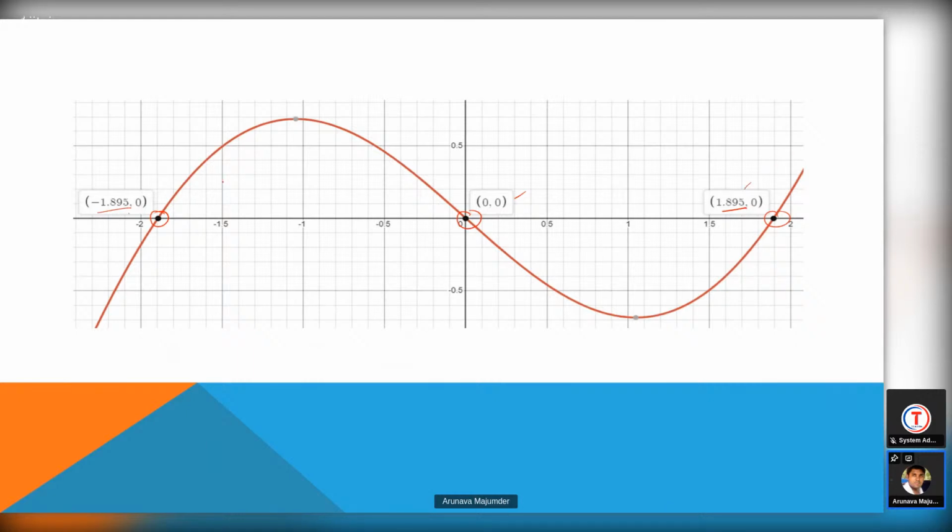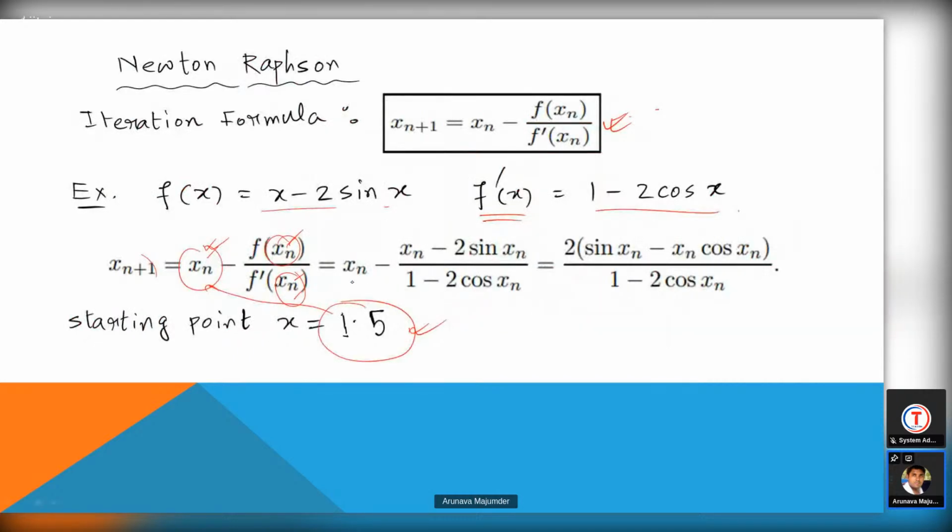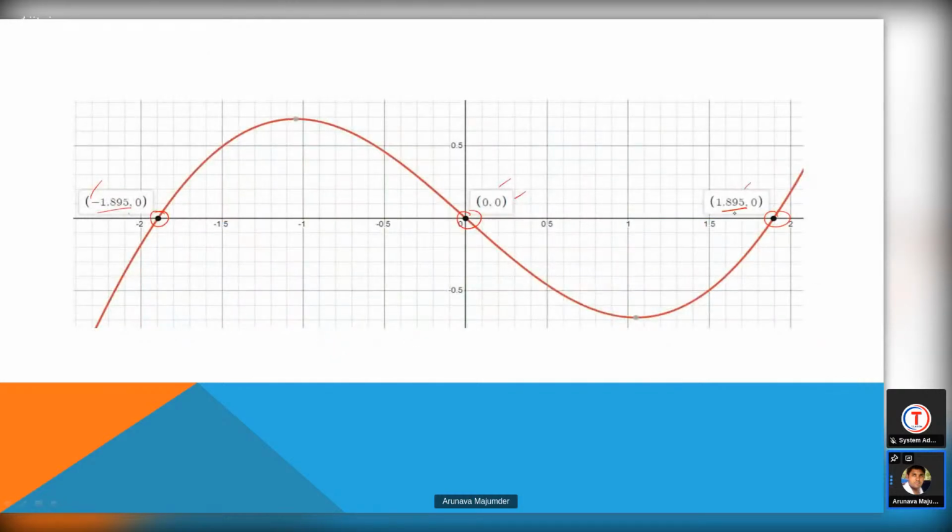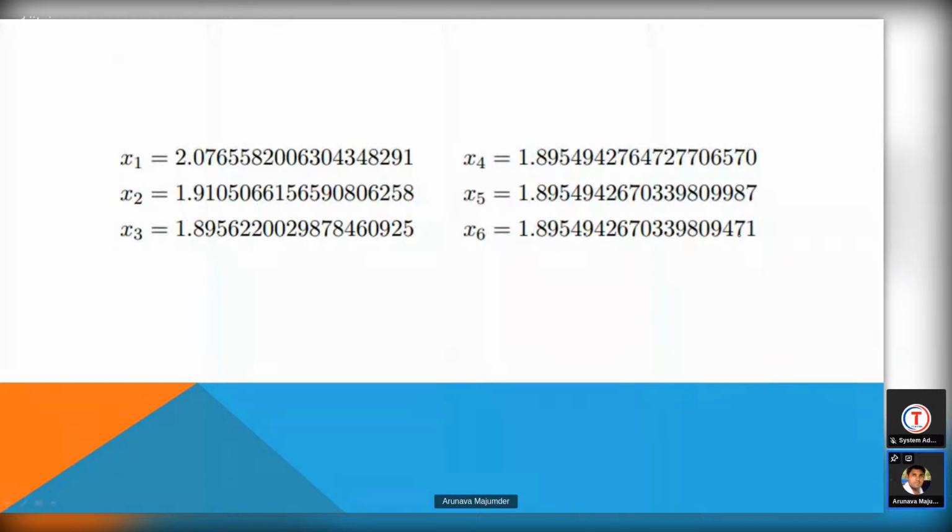Now you can see, since this function has three solutions, which solution do you need to find? The positive one, the negative one, or this one? It depends on your initial choice. Which initial point you choose here. Since I chose 1.5, which is in the positive direction, that is why we are getting 1.895 as a solution.